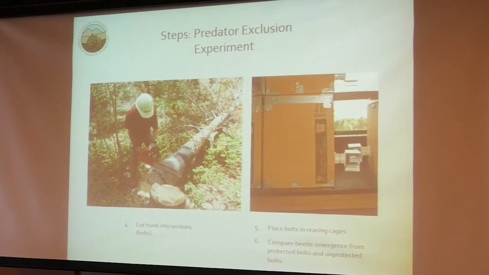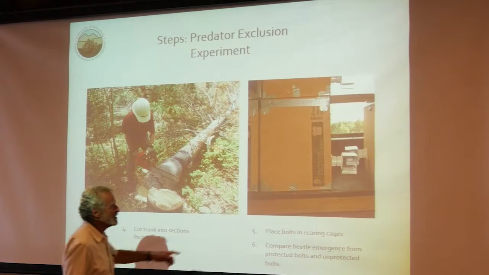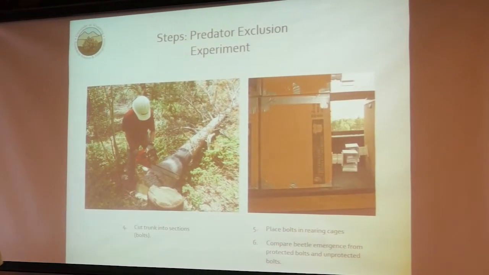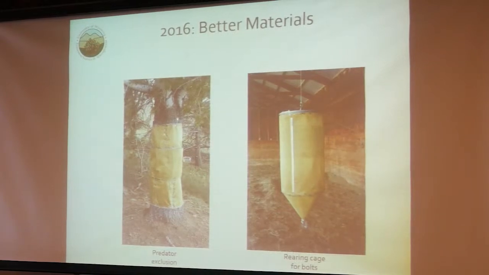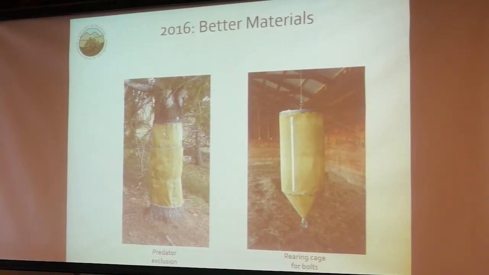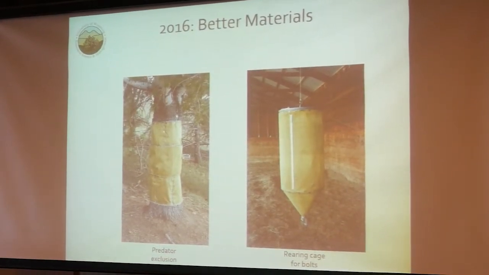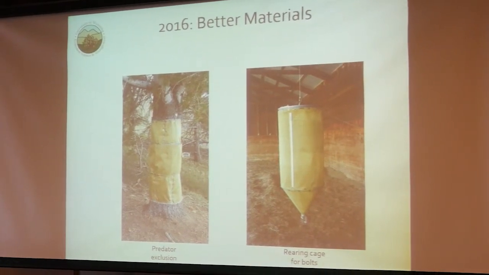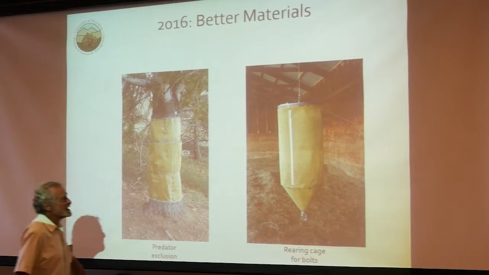Bark beetles chewed their way out. Bark beetles didn't realize that they were supposed to all go to the light here. Some of them just chewed their way out of the box. So I went to the brass mesh material again for this. It's a lot more expensive. It's a little bit more difficult, but now here's the rearing cage.